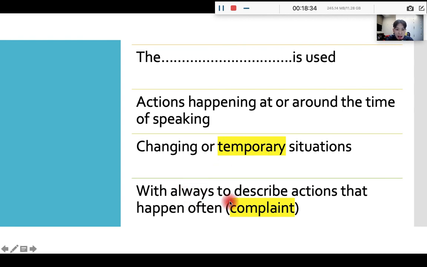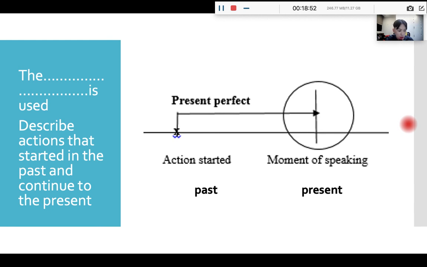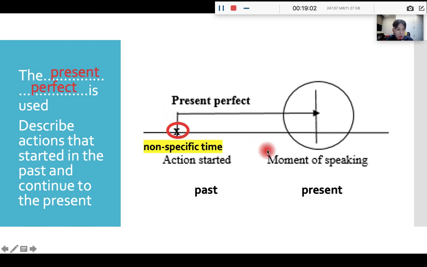And the last one, with always, to describe actions that happen often. And we usually use it to complain, to make a complaint. So here, this is present continuous. And then the last one, to describe action that started in the past and continues to the present. So this is, of course, the present perfect. And I would like you to find a blank space to draw this timeline so that you can visualize what present perfect is: from a non-specific time in the past, and its result continues to affect the present.